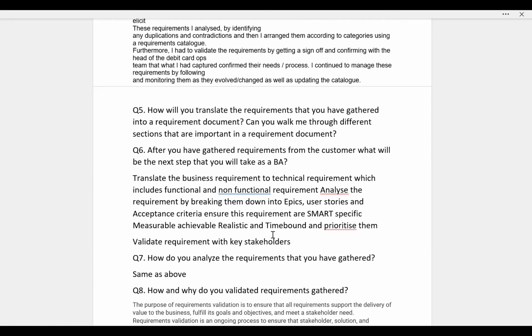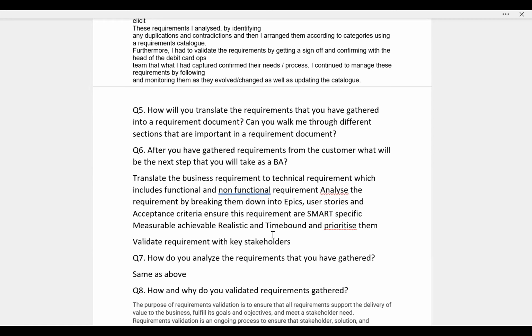Then you mention the post condition, what will happen after this use case gets executed. Then you mention the main flow. In the main flow you mention all the steps that an actor will do when they are interacting with this use case. For example, registration is a use case, building a registration page.